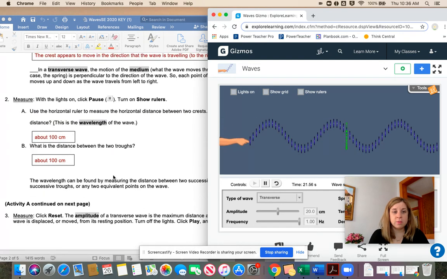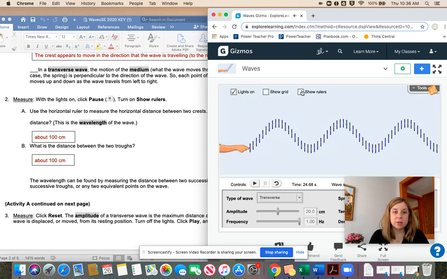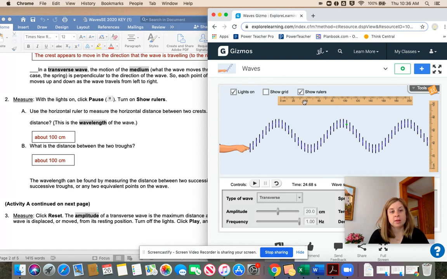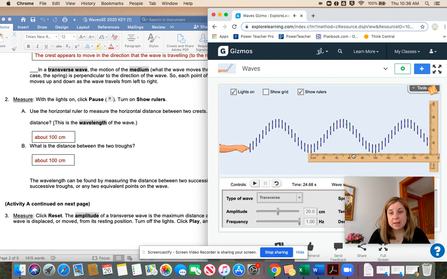Now, it asks you to measure with the lights on. So I'm going to press pause. I turn my lights back on, and I'm also going to click Show Rulers, and it asks about the wavelength. So it says use the horizontal ruler to measure the horizontal distance between two crests. So I bring my ruler down, and I look at my two crests. Remember, it's the same point to the same point. So I start at 0 and end at 100, so it's about 100 centimeters. And then two troughs should be the same distance, okay, because that's the wavelength. So 0 to 100. So again, it's 100 centimeters.